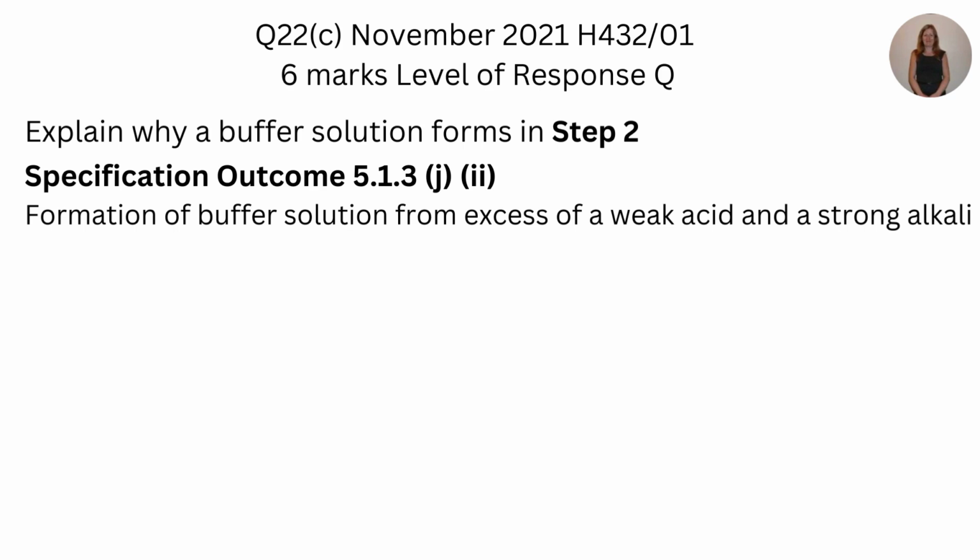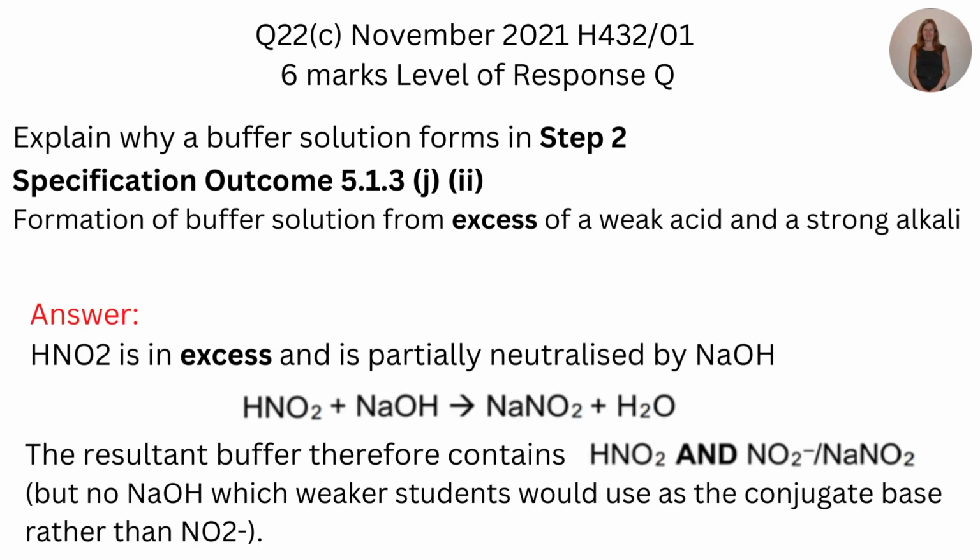This question refers to the second method, where a buffer solution is formed from an excess of weak acid and a strong alkali. There is a chemical reaction between those 2 solutions, forming the salt that releases the conjugate base, but some of the weak acid remains because it was added in excess. Your examiner will therefore be looking for the following in your answer. You must use the word excess when referring to the weak acid or nitrous acid. You need to say that it's partially neutralized by sodium hydroxide, which is the strong alkali.